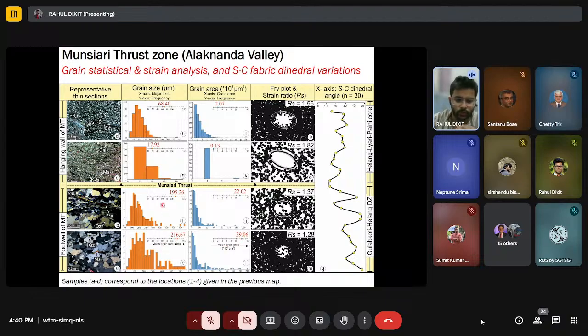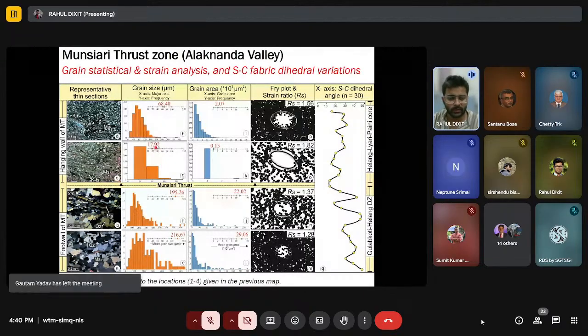As we move closer towards the Munshari thrust, grain size decreases to 195, and grain area also decreases. Now again, as we cross this thrust and move away from the thrust, the grain size will increase as well as the grain area.